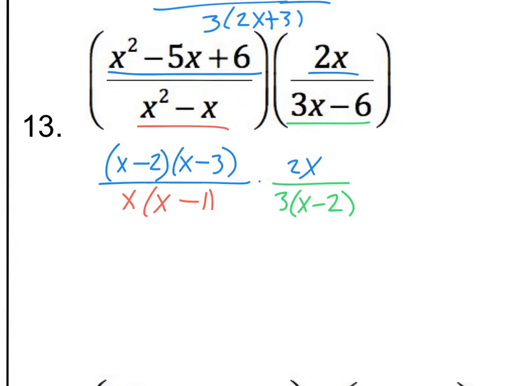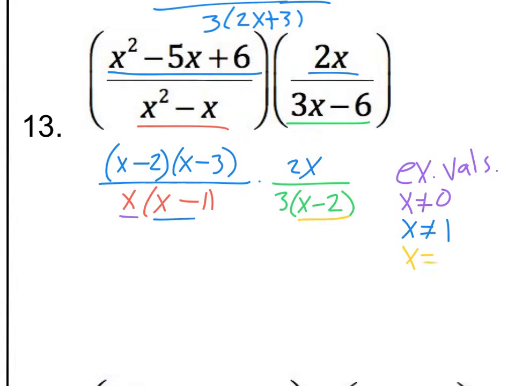Okay, exclude values next before I start canceling. And I've got x cannot equal 0. I'm going to have x cannot equal 1, and I'm going to have x cannot equal 2. I don't need to deal with 3 because that's a number, and 3 can never be 0, so there's no reason to include something regarding that.